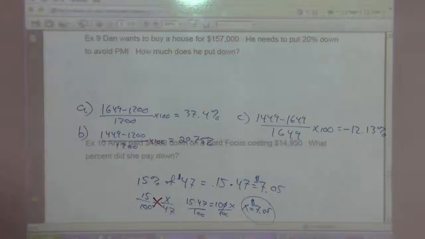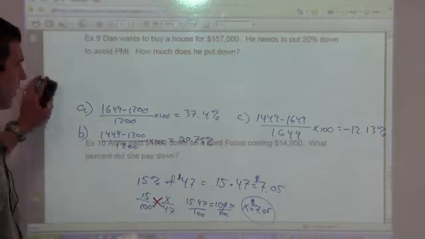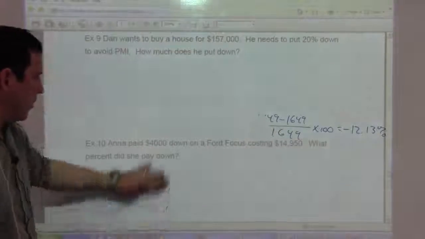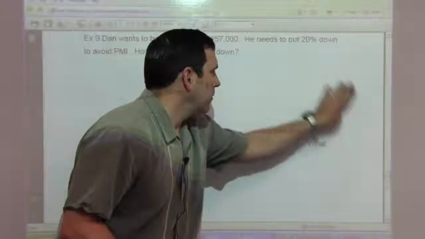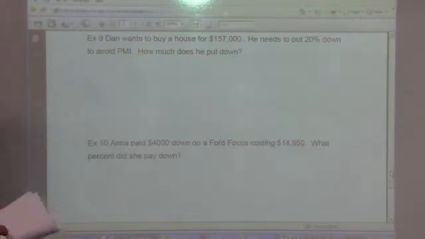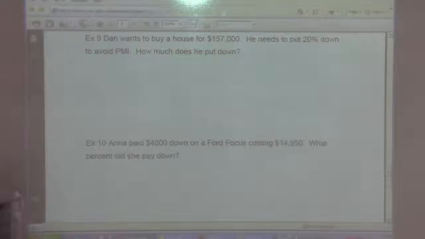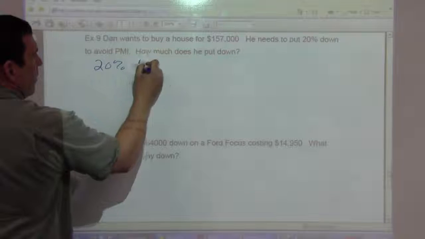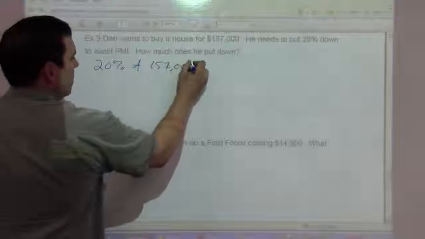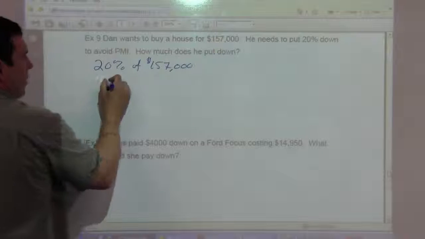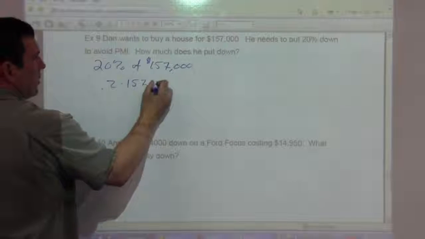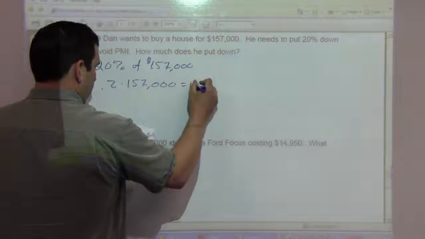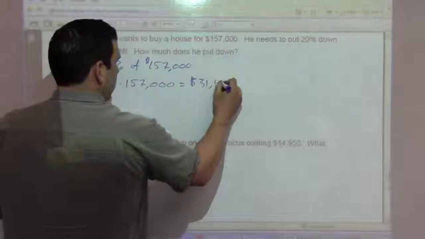Dan wants to buy a house for $157,000. He needs to put 20% down to avoid PMI, that's principal mortgage insurance. How much does he put down? Well, we're doing 20% of $157,000. That's going to be 0.2 times 157,000. 20% is 0.2 as a decimal, or $31,400.